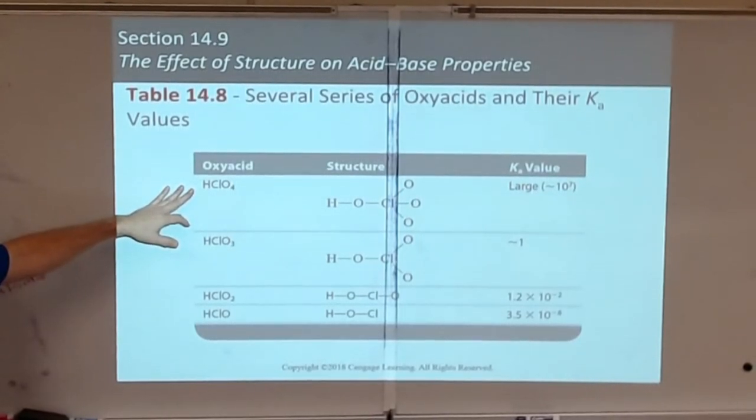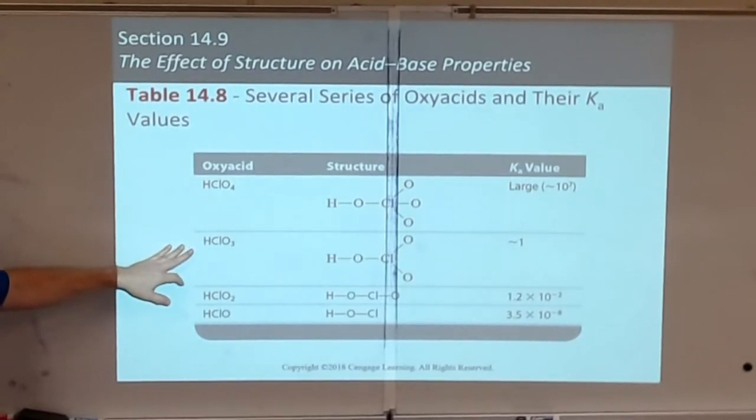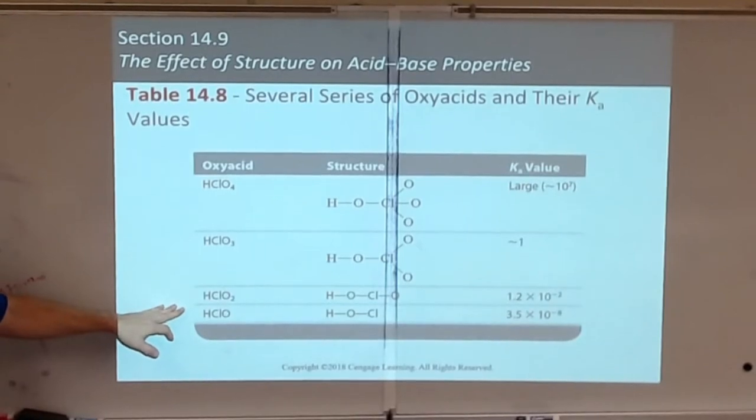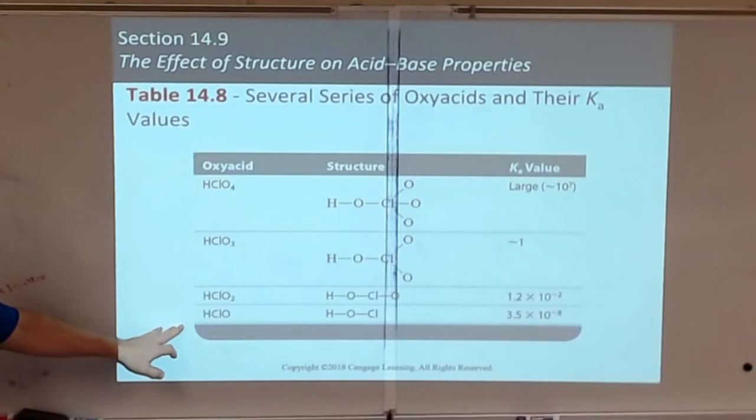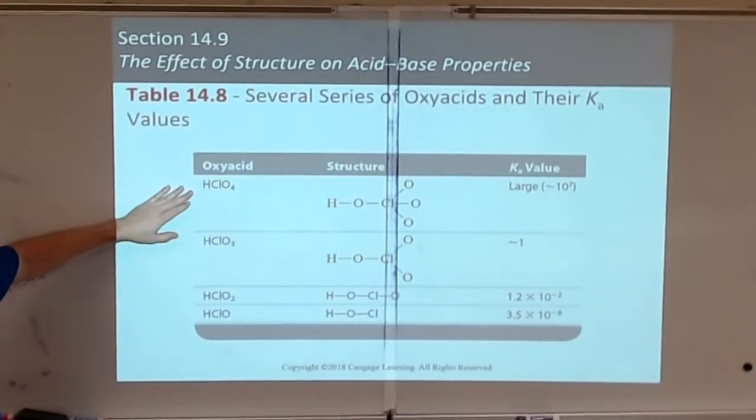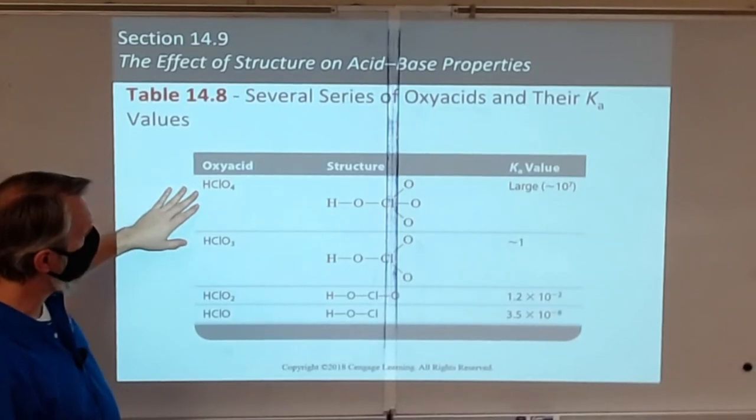This is perchloric acid. This is chloric acid. This is chlorous acid. This is hypochlorous acid. Good. All right. Follow me? All right. So perchloric. Look at that Ka. That is huge. Like a 10 to the 7th. That's big. Don't drink it. Yeah, well, I wouldn't recommend drinking any of these.